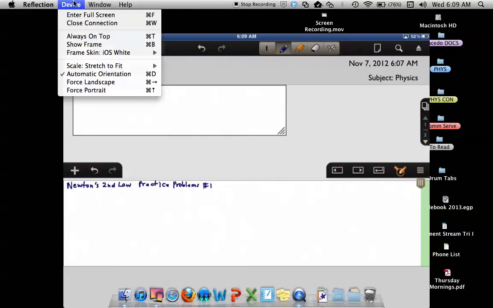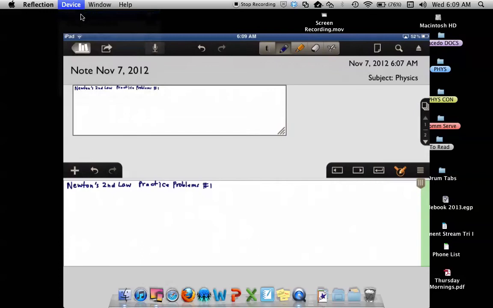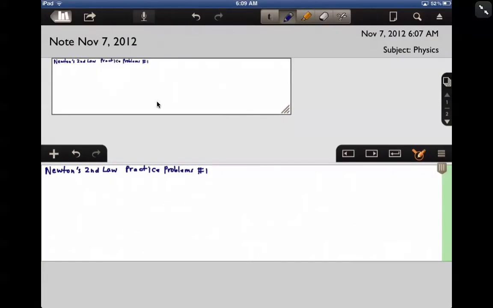So this is a video explanation of number 1 from the Newton's second law practice problem worksheet. In this problem we have a 75 kilogram astronaut sitting in a rocket ship. There's our astronaut.